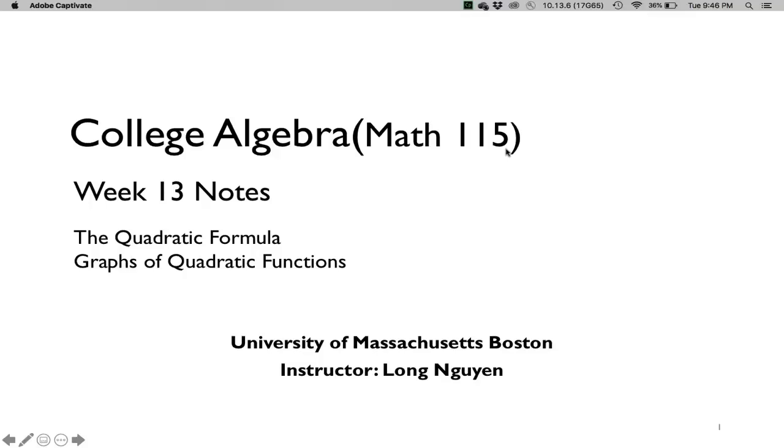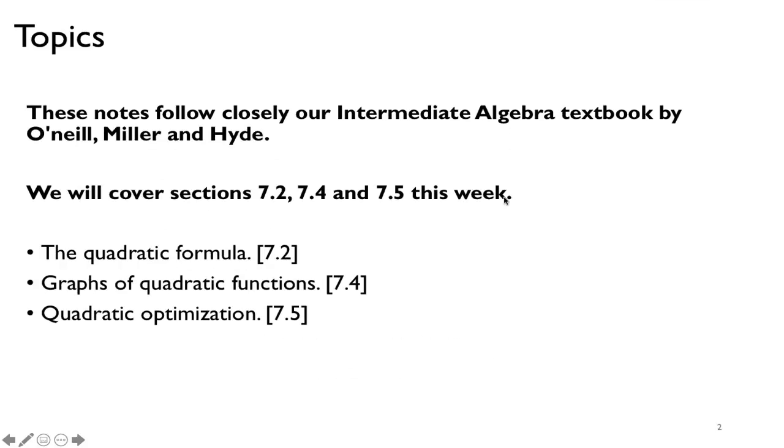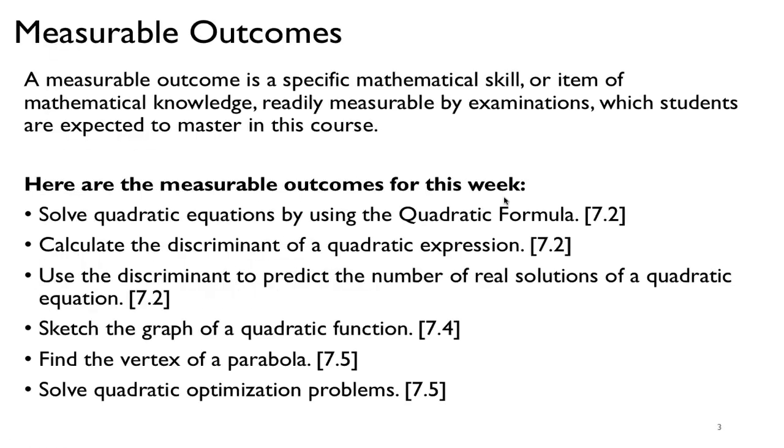This is week 13, which is actually the last week of the semester. We're going to talk about the quadratic formula and graphs of quadratic functions. We'll cover 7.2, 7.4, and 7.5 this week. And here's the list of measurable outcomes.